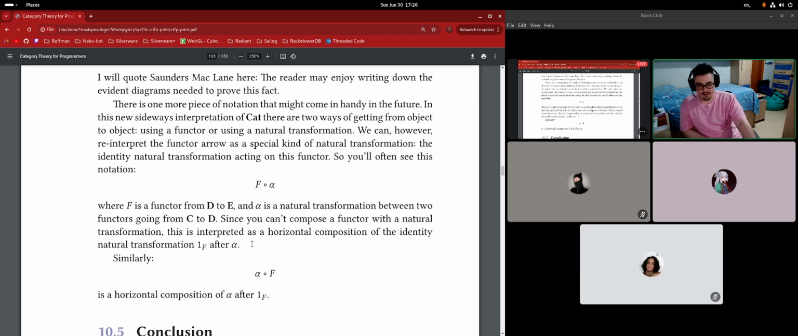I don't think I can grasp completely what this means. Since you can compose a functor with a natural transformation, this is interpreted as a horizontal composition of the identity. That basically means, if you see someone saying I'm composing a functor with a natural transformation, you can interpret that as composing a natural transformation with another natural transformation, but that second one is the identity natural transformation specialized to a particular functor.